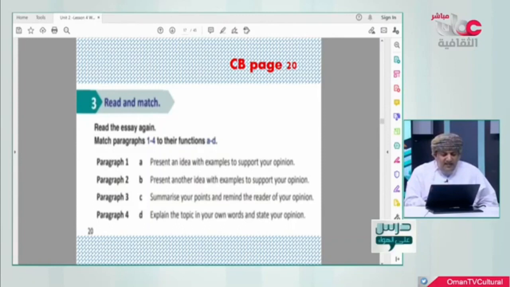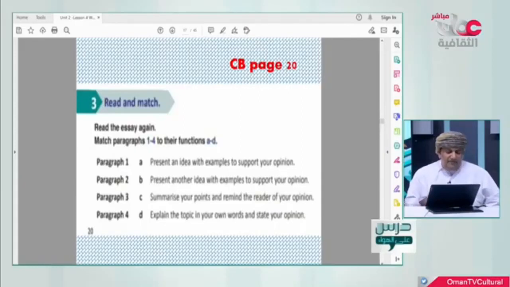Okay. Present another idea with example to support your opinion. So is it introduction, conclusion, or main body? Present another idea. So it's in the main body, paragraph number 2. So this is with number 3.